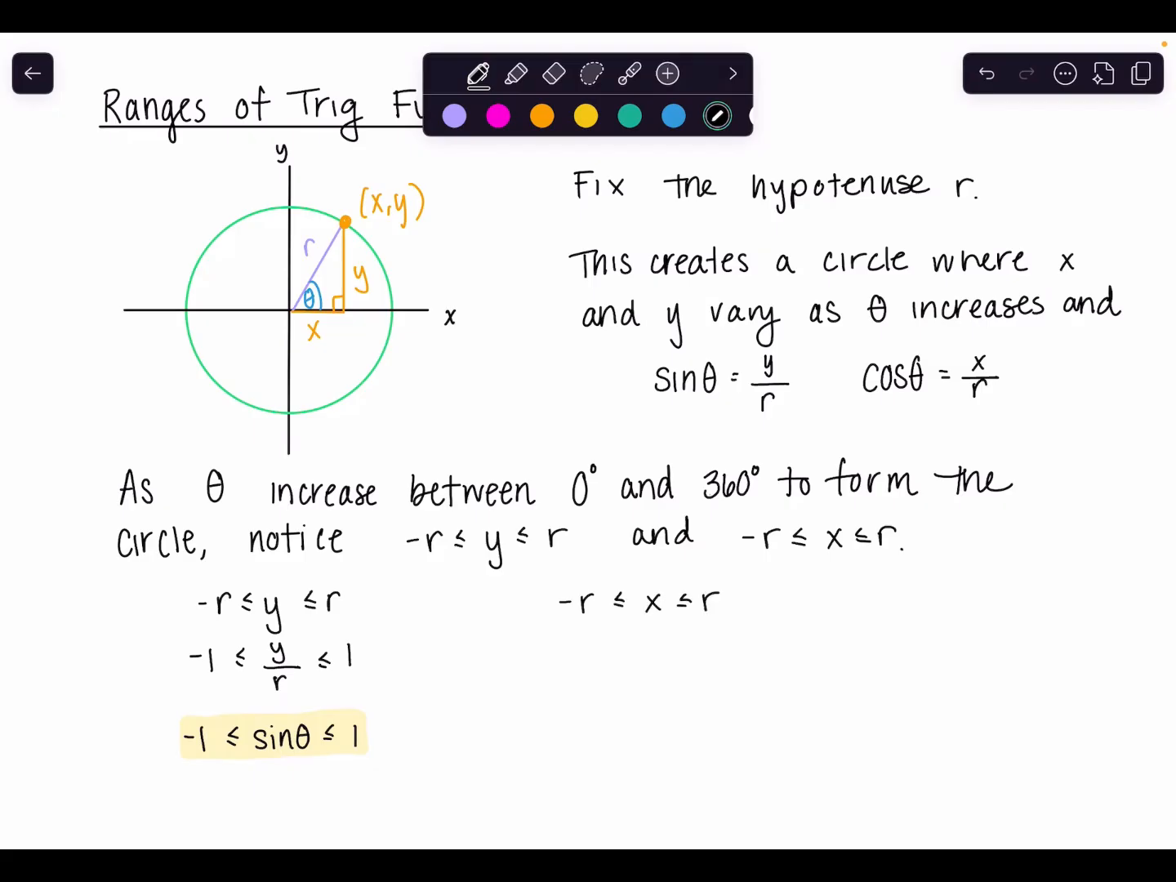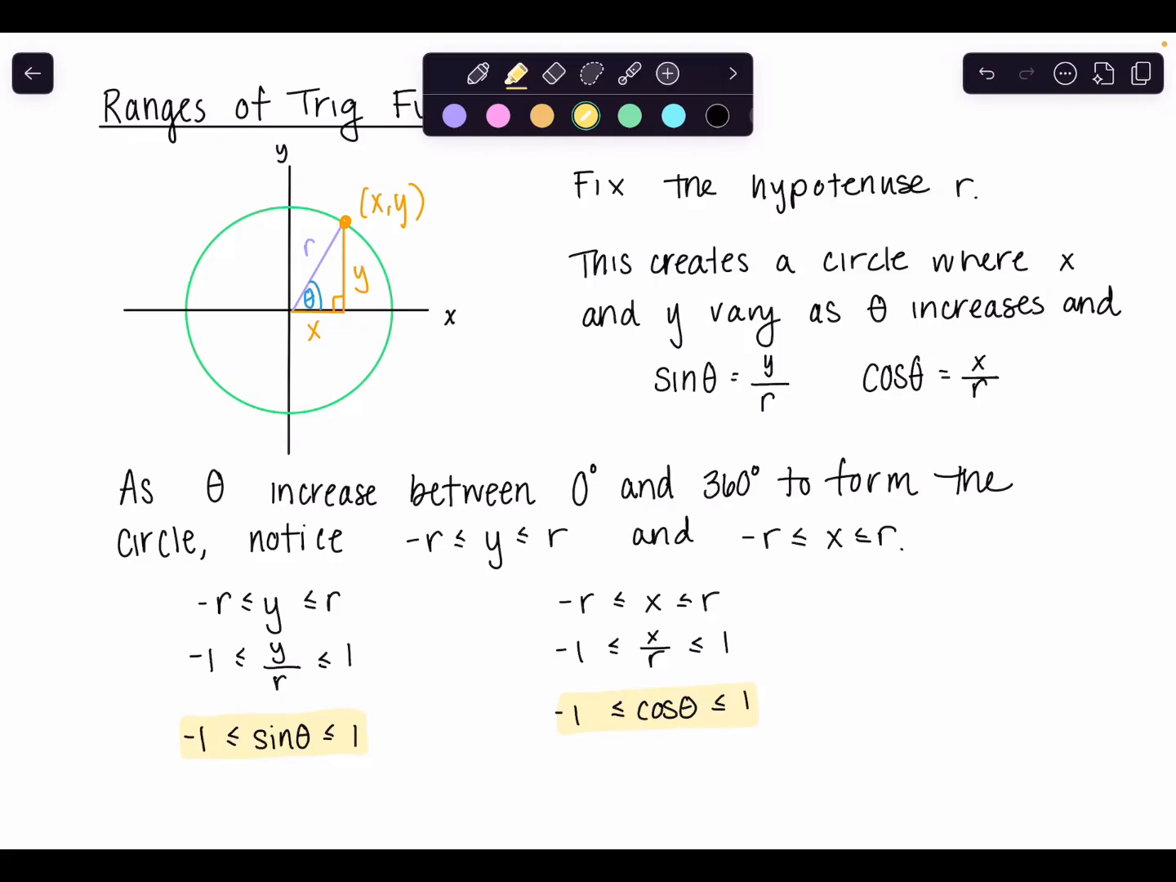If we divide through by r, that gives me -1, x over r, and +1. And that's exactly cosine of our angle. So our cosine function is also trapped between -1 and +1. So it will not make sense for cosine of our angle to equal 3, okay?